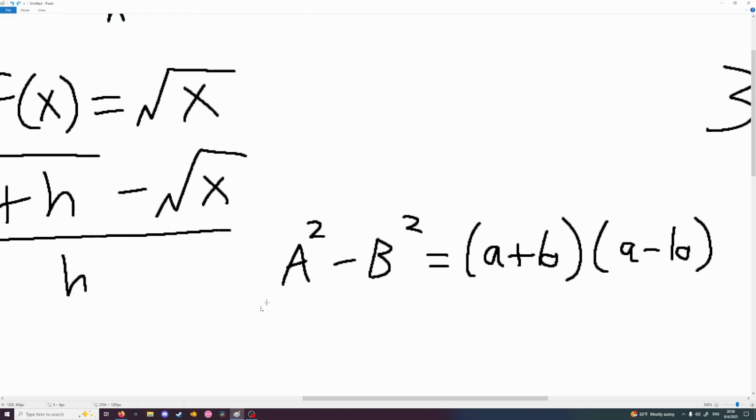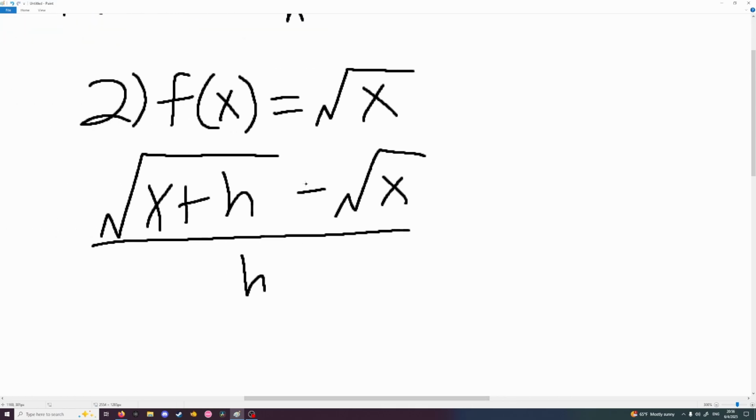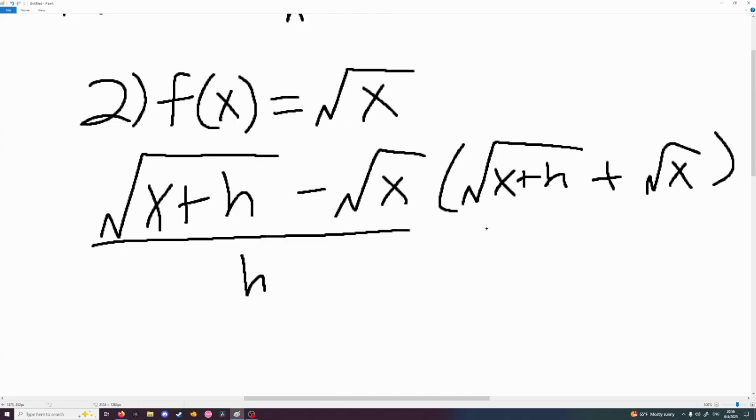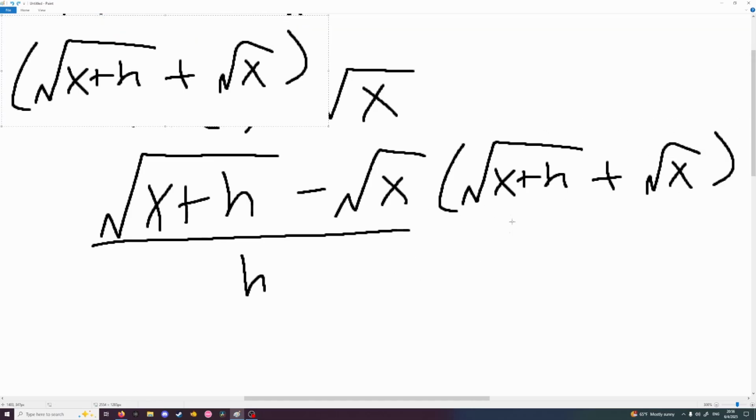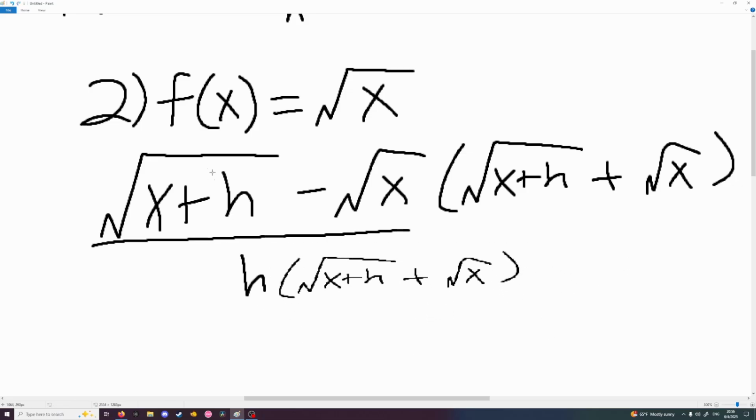I'm going to delete this so it's not in our way. And so we're going to use the conjugate, which is pretty much just this, but with a plus sign now. So we're going to multiply this by x plus h plus square root of x. And we have to do this at the bottom too. So we're going to do a little bit of copy paste because I don't want to write that again.